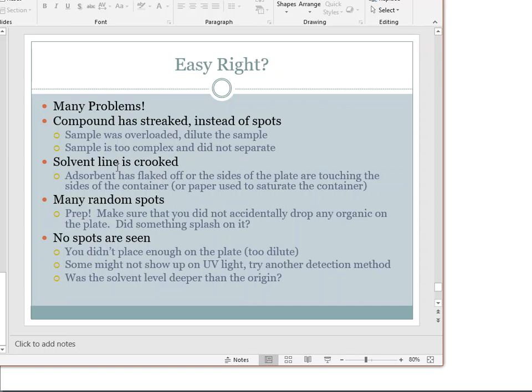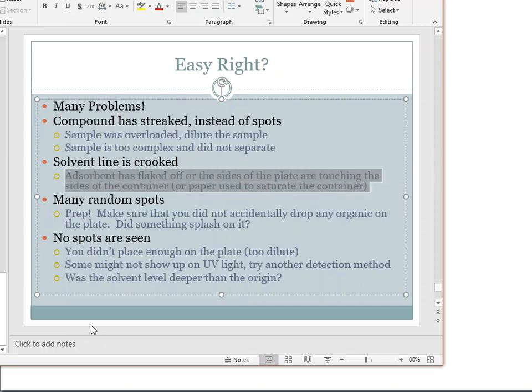This is that mobile phase line that shows up on the top of the TLC plate. If the solvent line is crooked, then that means that your absorbent has probably flaked off throughout the plate. Or you've touched the plate, and because you've touched the plate, that stationary phase is now damaged. Another reason that your solvent line can go crooked is because maybe your plate is touching the side of the TLC chamber or the beaker or container that you're putting your plate into. So sometimes that can actually make the flakes come off. That can actually attract some of the mobile phase to it, believe it or not, and we can get a crooked solvent line because of that.